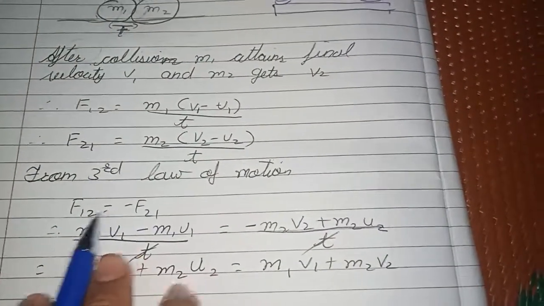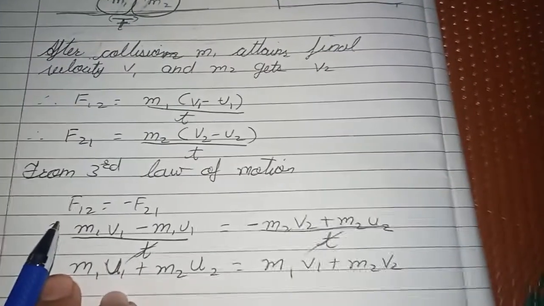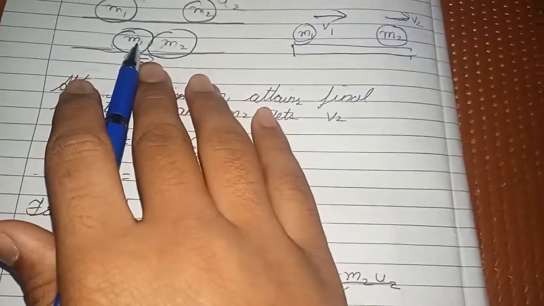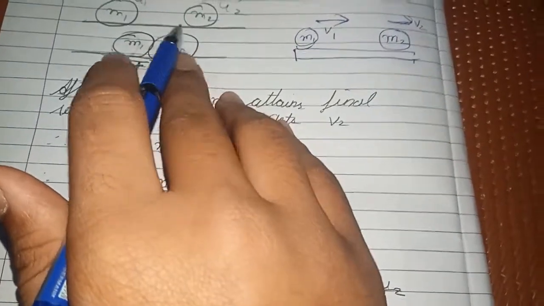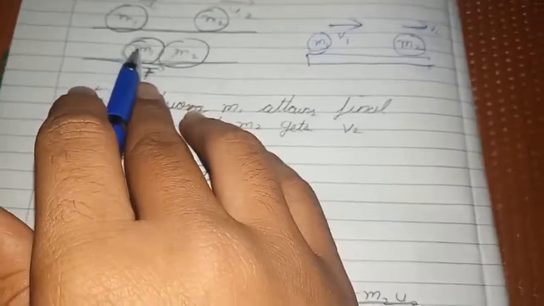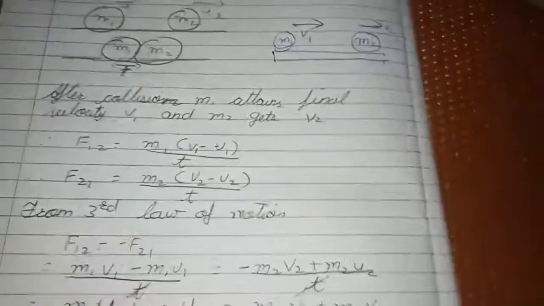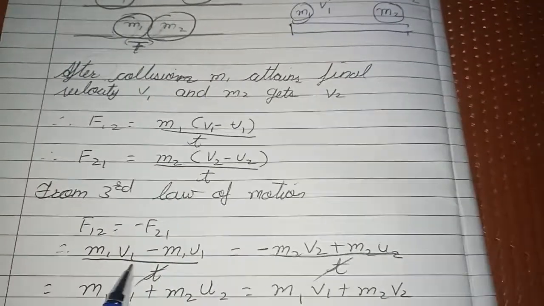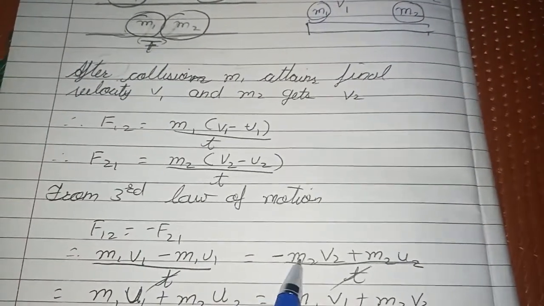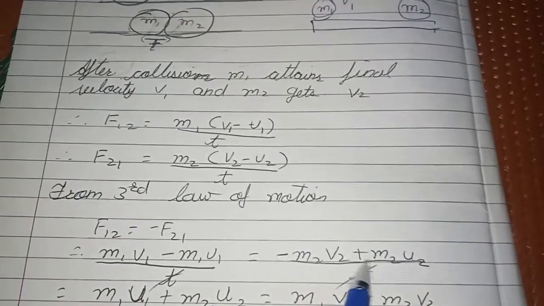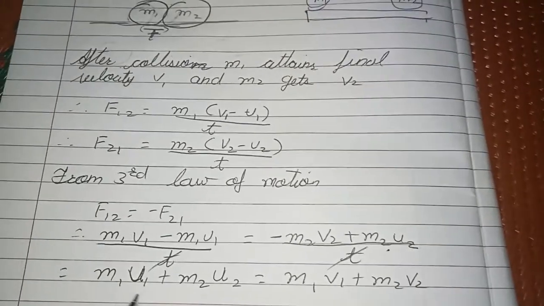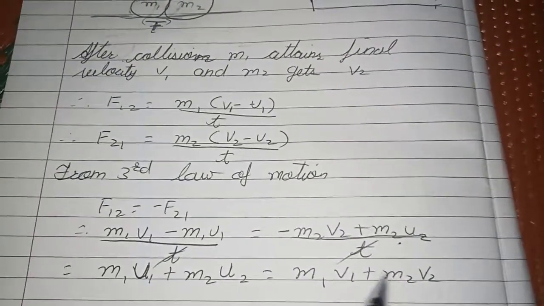So from the third law of motion, F12 is equal to negative F21. If m1 exerts a force on m2, then m2 will also exert the same force on m1, but in the opposite direction. Therefore here we include a negative. So m1 v1 minus m1 u1 is equal to minus m2 v2 plus m2 u2. So we have m1 u1 plus m2 u2 is equal to m1 v1 plus m2 v2.